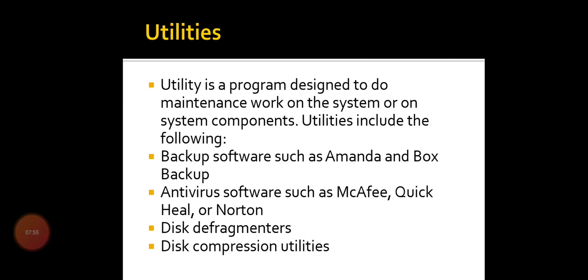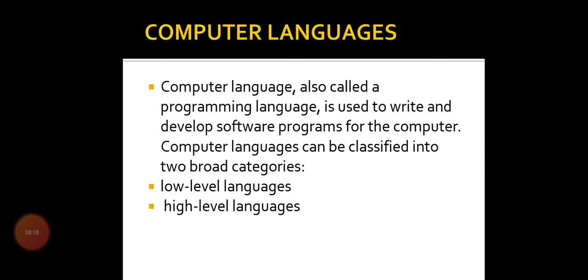And utilities are for maintenance work. These are programs designed to do maintenance work on the computers, like backup, antivirus, disk defragmenters and disk compression utilities. I hope you can understand. There are two types of software, system software and application software. System software helps the system and application software helps the user.